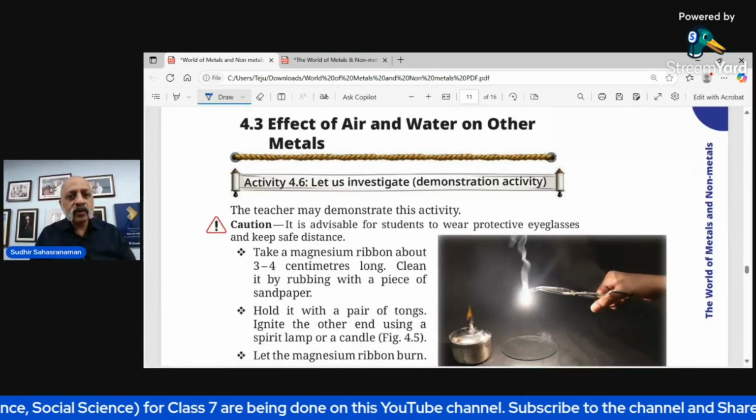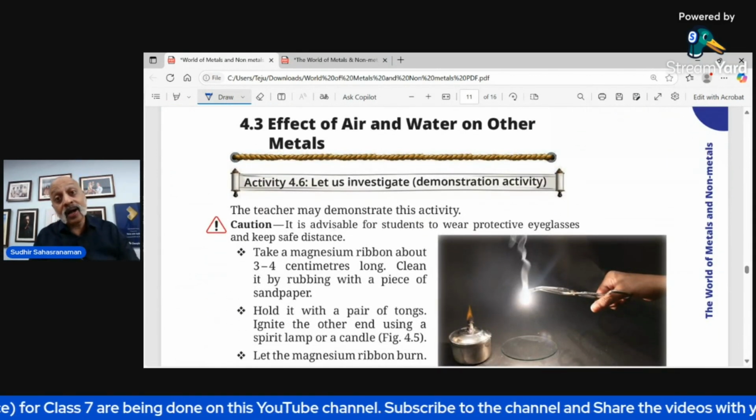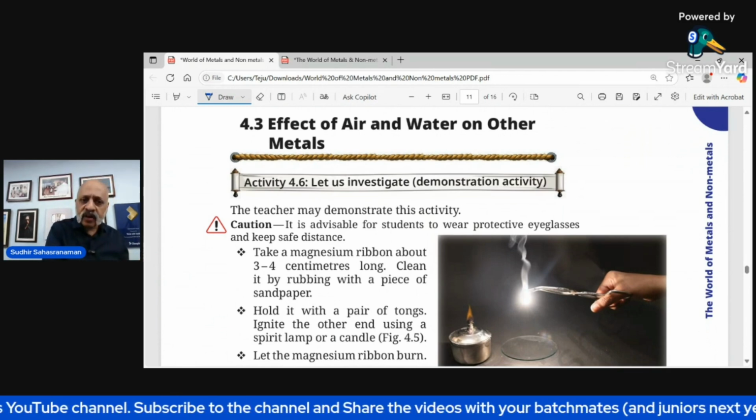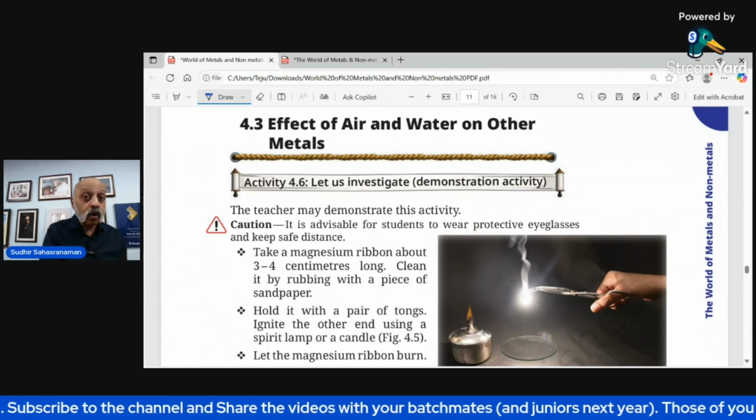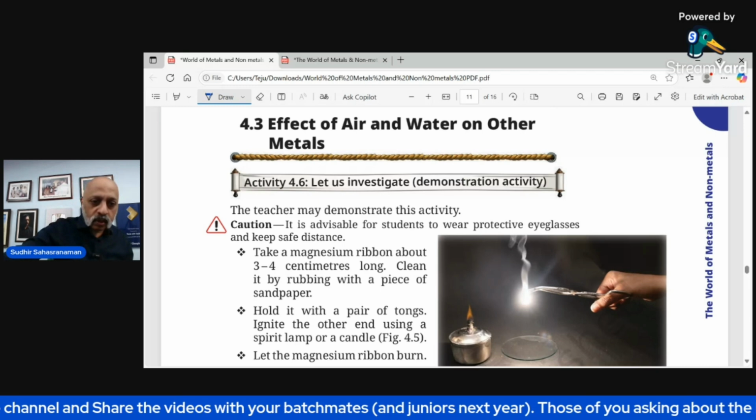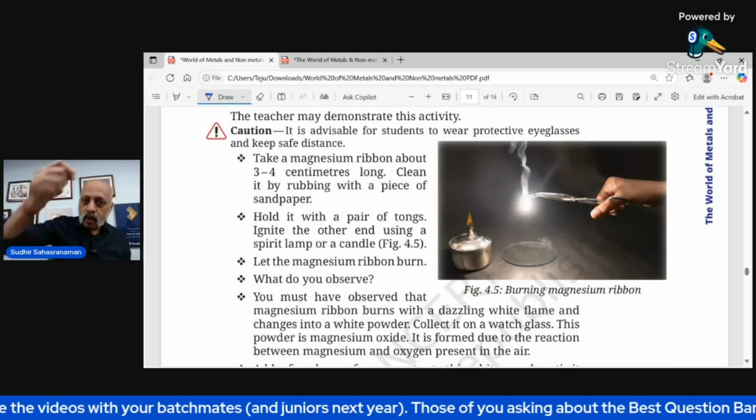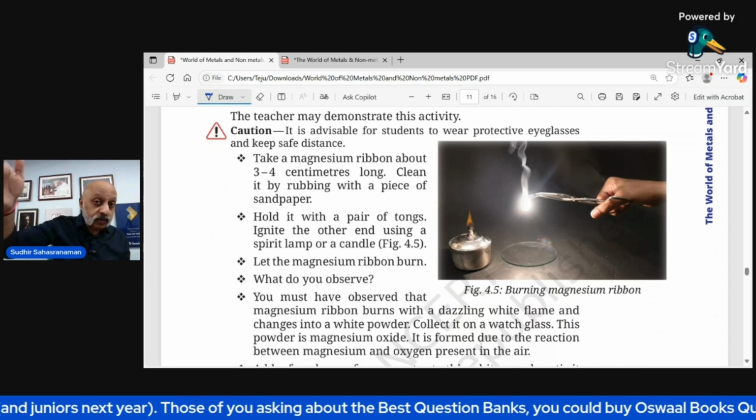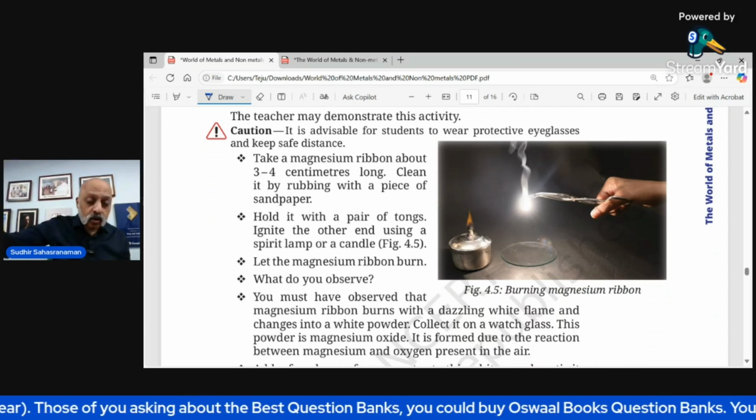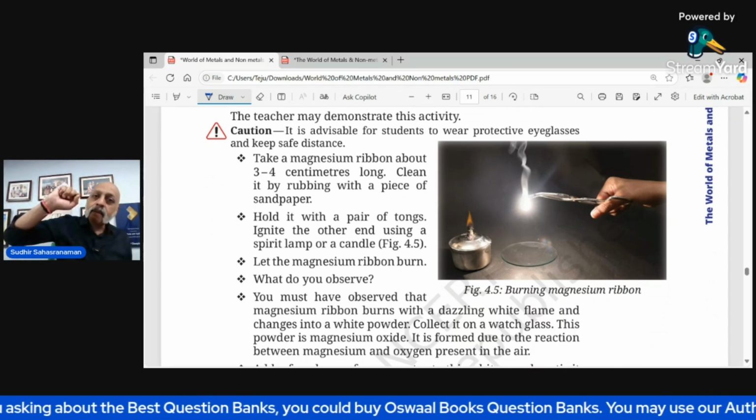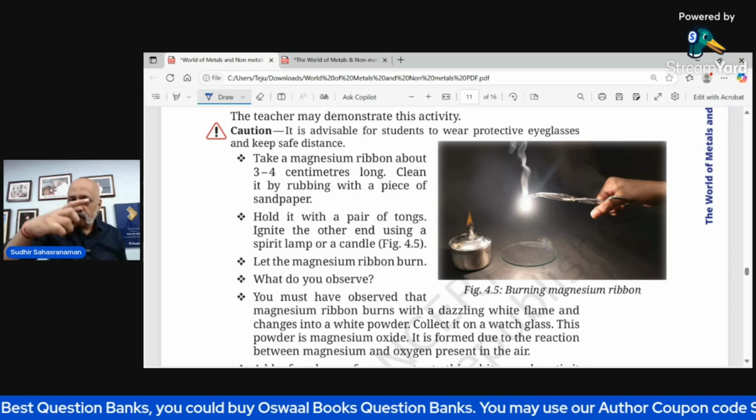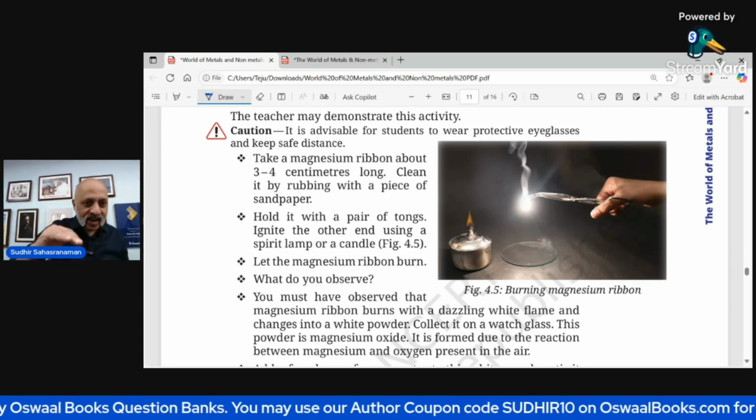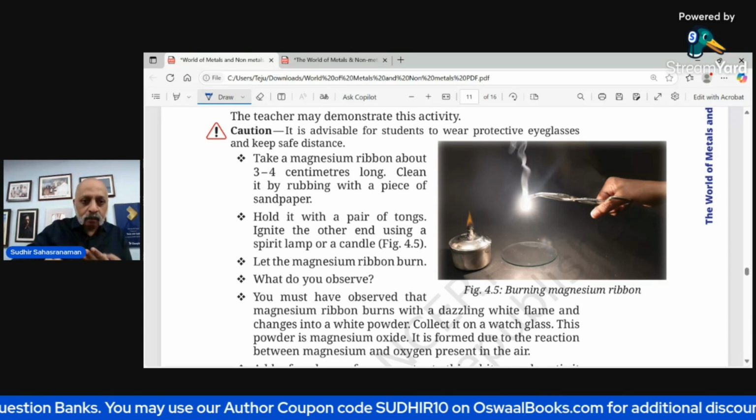Now let's read about the effect of air and water on other metals. We have read about iron so far, and about silver and copper. Let's read about other metals. This has to be done only in a lab, and it cannot be done by you directly. You need to have the lab technician, lab assistant, or your teacher with you. So you take a magnesium ribbon, about 3 to 4 centimeters long, and then you clean it with some sandpaper so that it is completely clean.